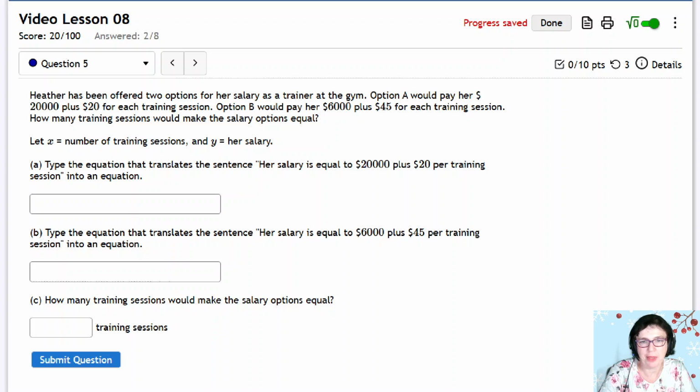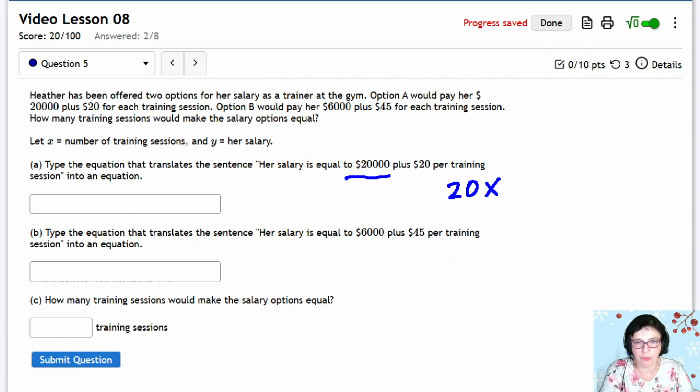Fixed cost is something that does not depend on the number of items you sell or produce. This is something that she will earn no matter what. The gym hired her, it's going to pay her $20,000 no matter what. But then it's also going to pay her plus $20 per training session. So if you have X training sessions, that's the variable cost. You're going to multiply that by X to get the total amount of money she will earn, right?